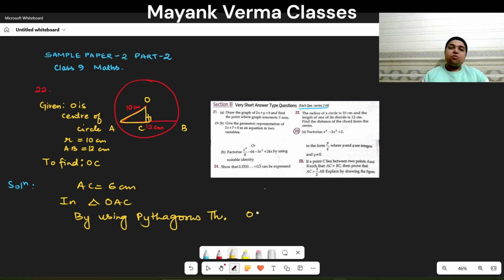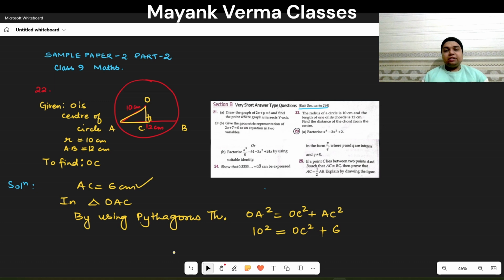I can say that OA square is equal to OC square plus AC square. So OA square, 10 square, equals OC square, we need to find the OC value, plus AC is 6. This is what we just found.